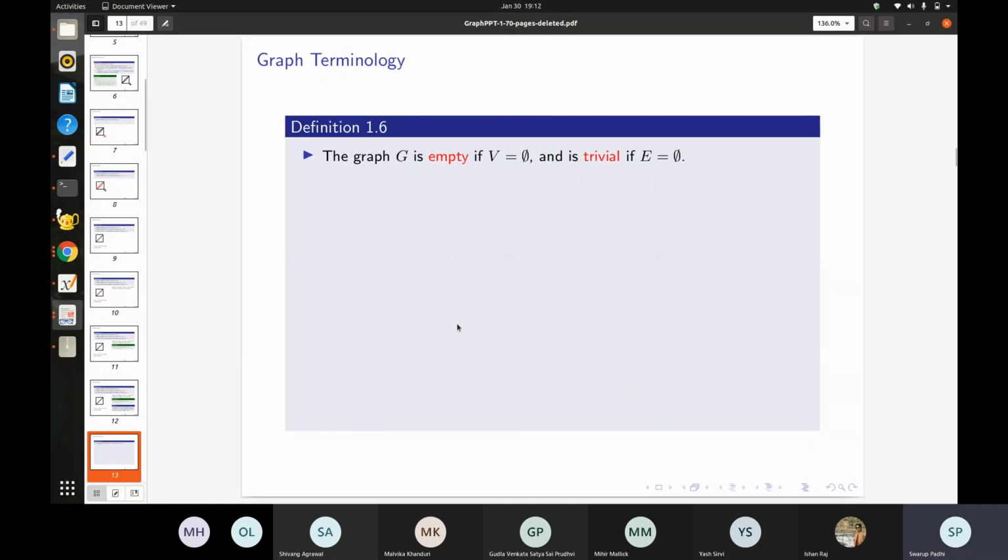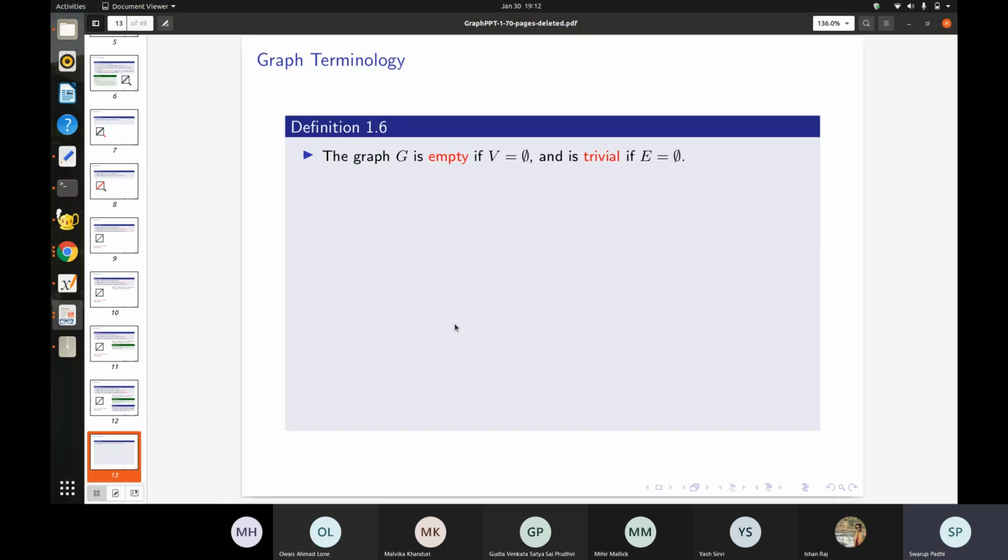So let's come to a few terms in graph theory. A graph is empty. In case you are having any doubts, you can interrupt me anytime and ask me if you have questions regarding these terms. A graph is empty if there is no vertex in it, and it is trivial if there is no edge in it.